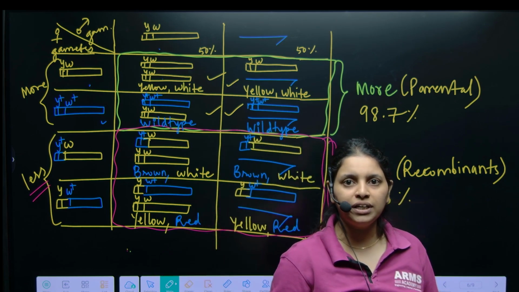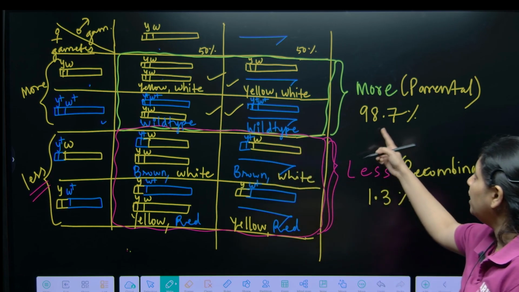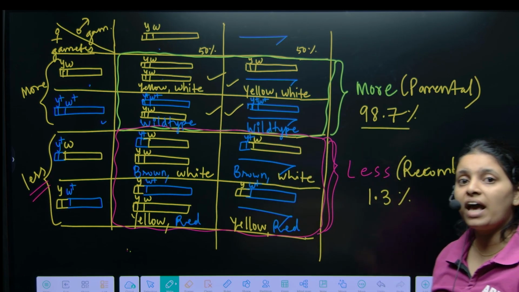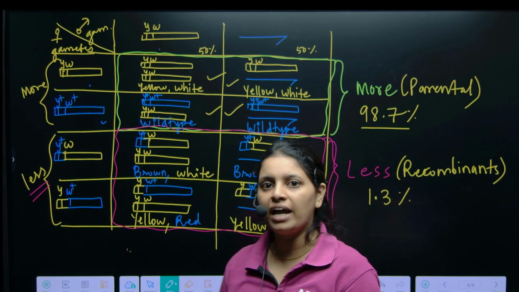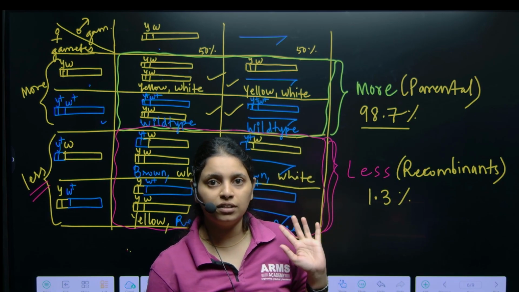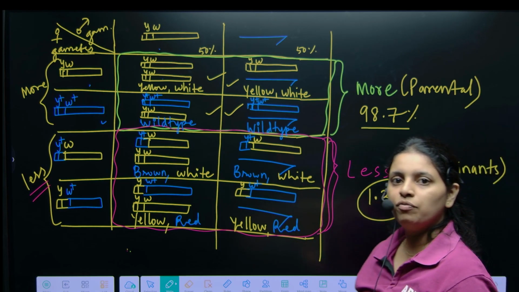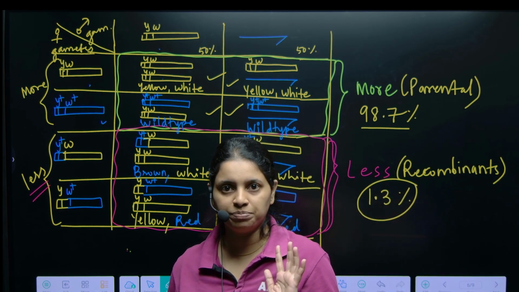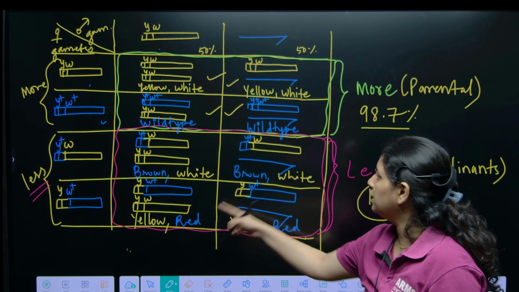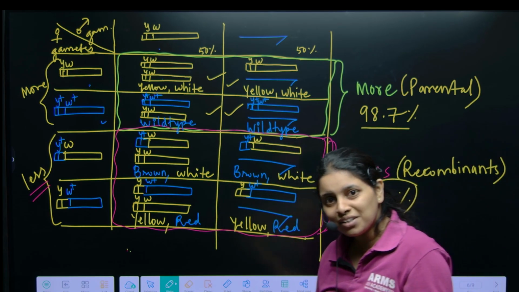If you count it, you will see that in the F2 generation, second filial generation, 98.7% have the same body color and eye color as the original pair from where you started the cross, and only 1.3% were recombinant type. These two females and these two males, recombinant 1.3%. This is an experimental value.